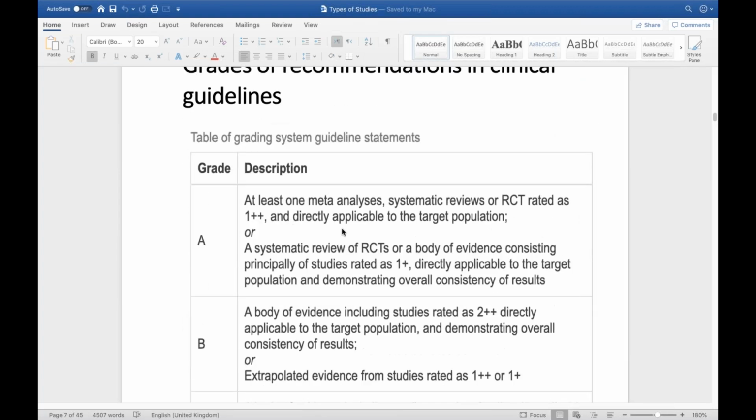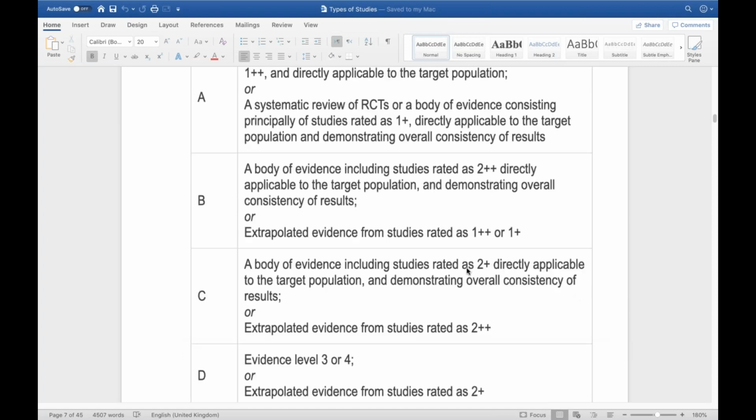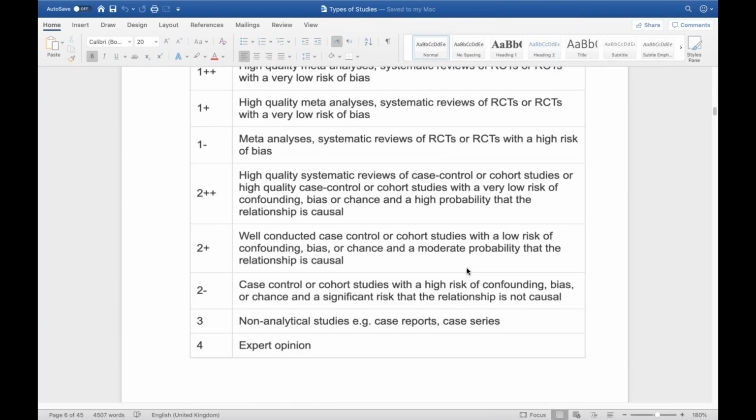Excuse me, doctor. What does the plus mean, what is meant by this? Okay, that doesn't mean anything. That's just classifying the strength of the evidence. It doesn't mean anything. It's just classifying how strong this evidence is.